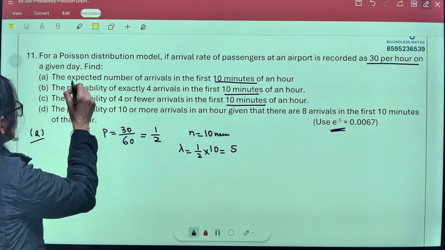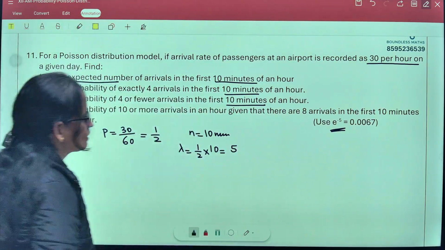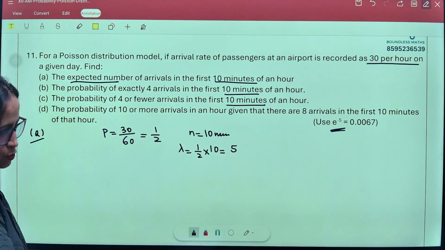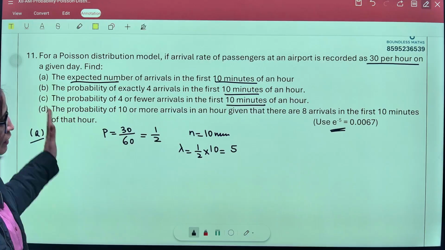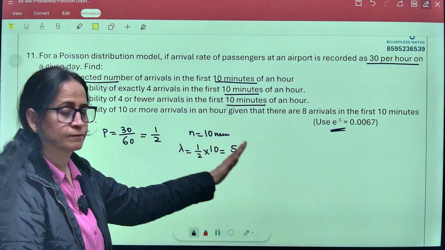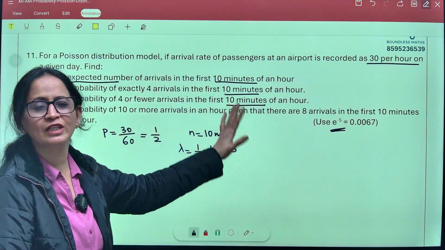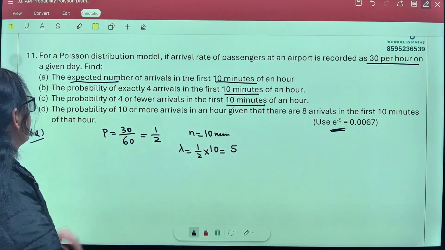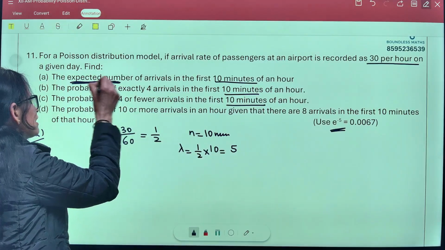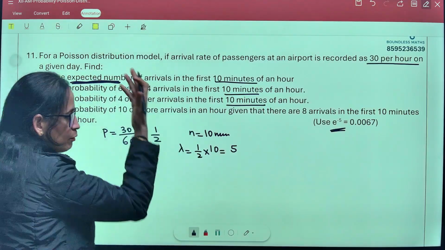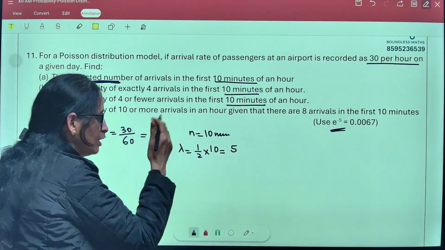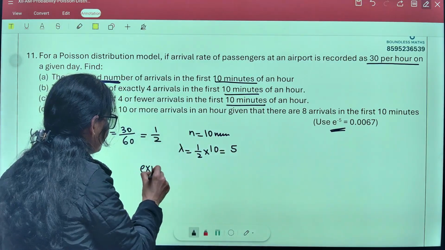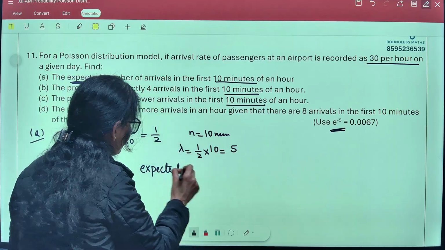Now we need to find what is the expected number of arrivals in the first 10 minutes. So that means the expected number of arrivals in the first 10 minutes is 5. You don't need to find any probability, just the expected number of arrivals. Expected number of arrivals means expectation. Expectation means mean. And in case of Poisson distribution, mean is lambda. So that means the expected number of arrivals is 5.